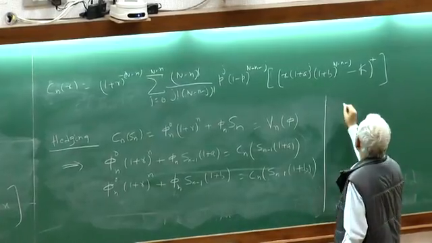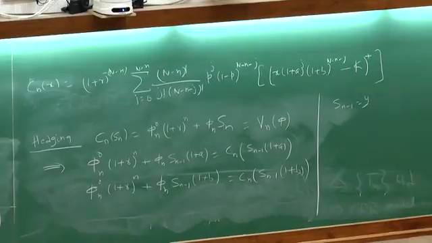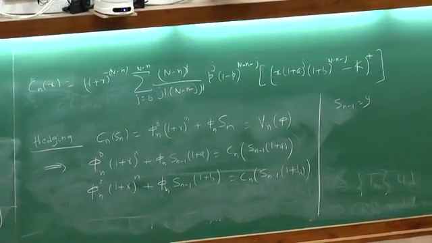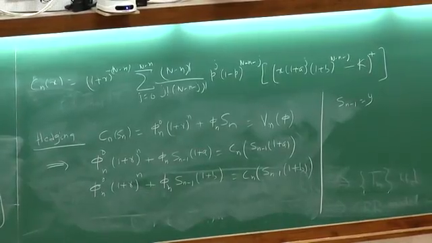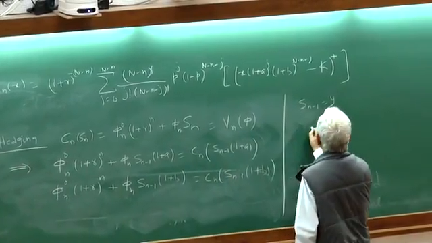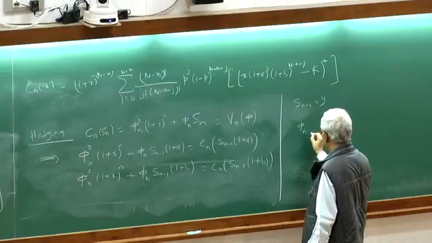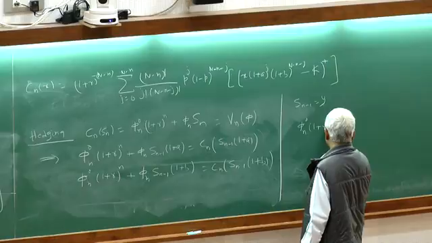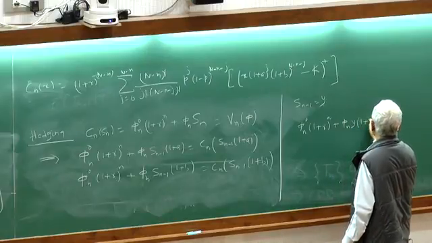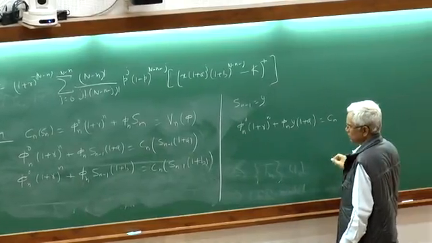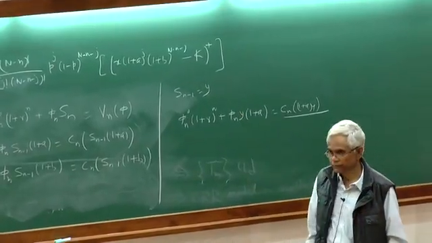But note that Sn minus 1, suppose this is some y, this is what you observe, right? Because your strategy is predictable. So only Sn minus 1 you know. At the time of deciding at the nth stage, you know Sn minus 1. So Sn minus 1 equal to y, right? So I have phi 0 n 1 plus r to the power n plus phi n times y times 1 plus a is equal to Cn of 1 plus a times y, right? This is known by the formula, right?